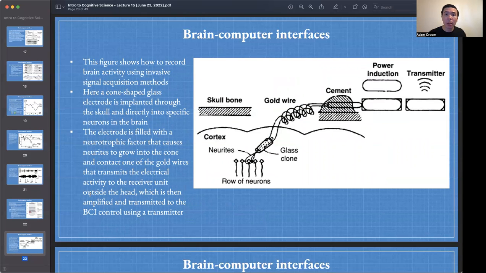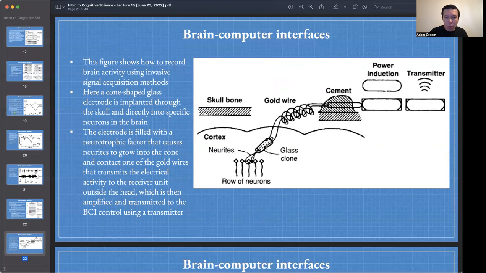All right, so let's go ahead and look at an invasive technique. This figure shows how to record brain activity using invasive signal acquisition methods. Here, a cone-shaped glass electrode is implanted through the skull and directly into specific neurons in the brain. That's what we mean by invasive. We're going to put this into the skull.